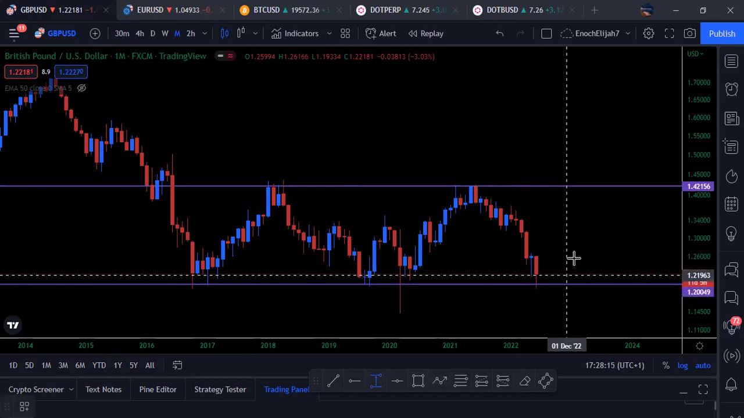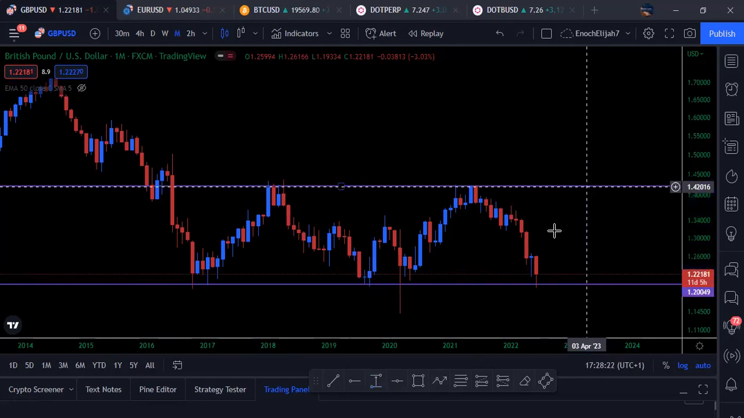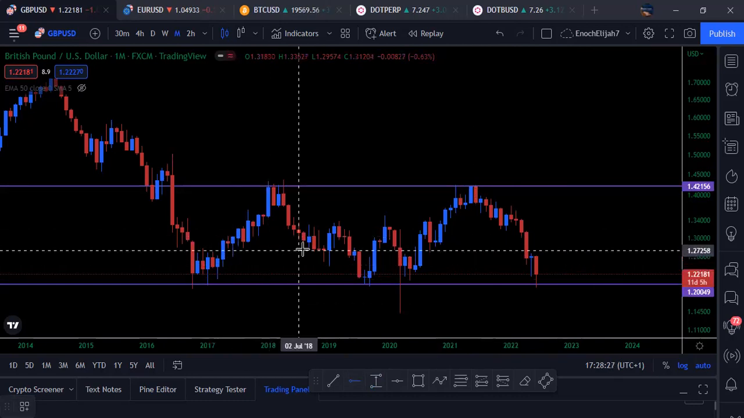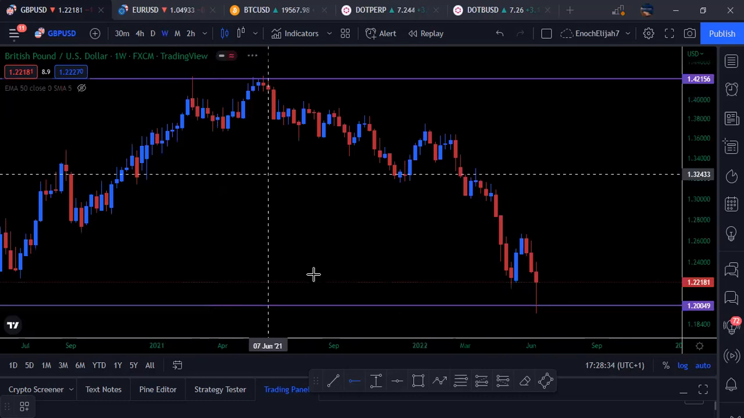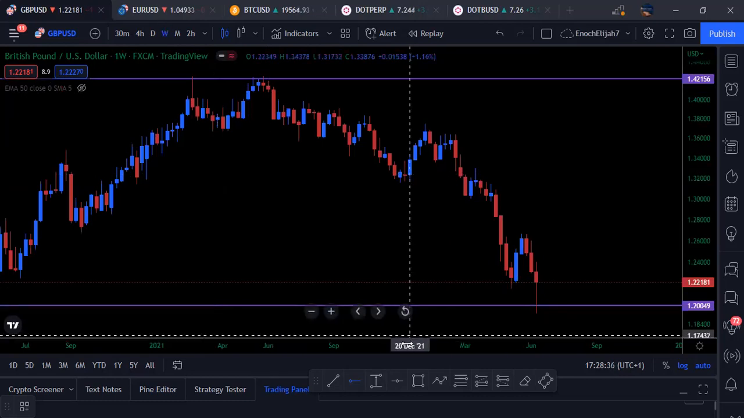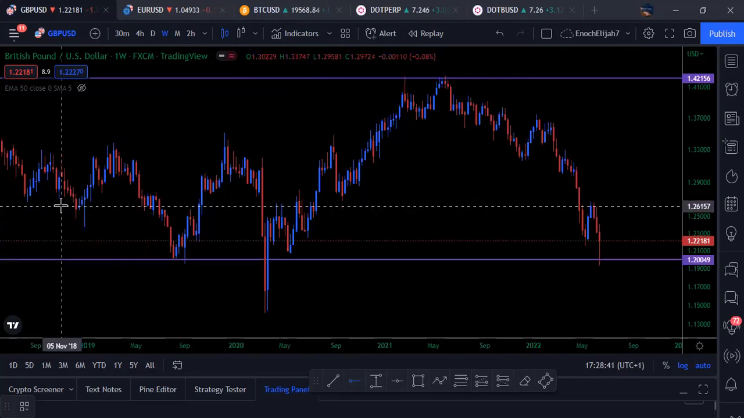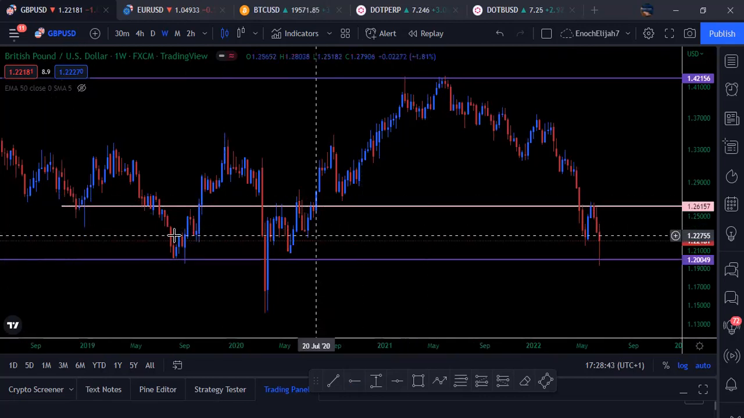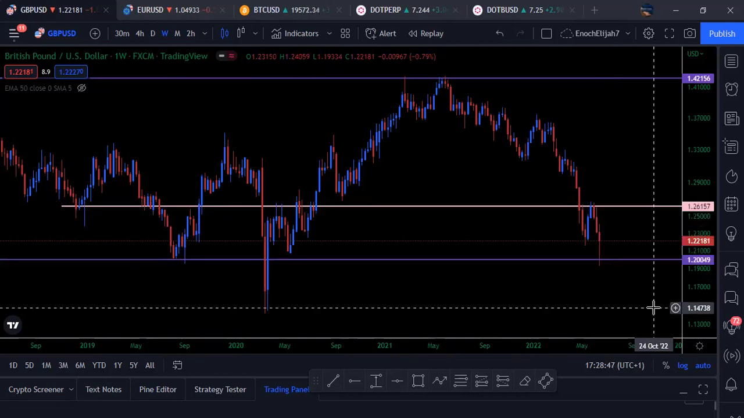From here to here is a lot of pips. That is 1,000 pips on Forex. So now, if price gets to the zone, where can it bounce back from? Let me go to weekly to see the next enemy of this guy. The next is this zone. Price can actually reverse from here and sell downward more.